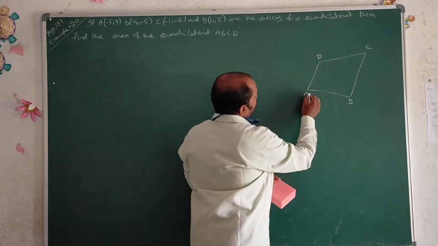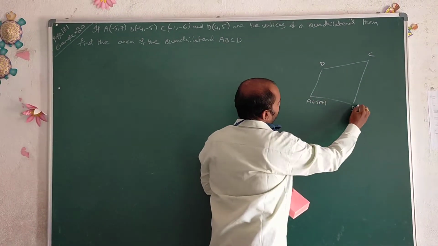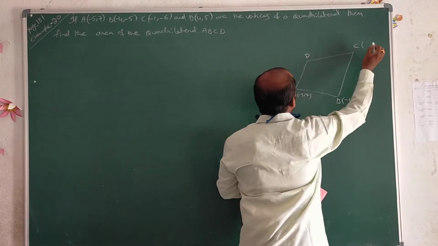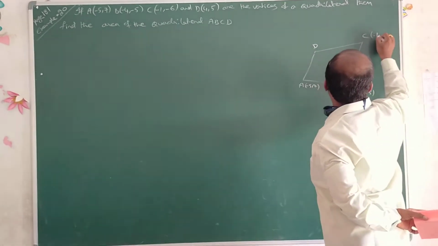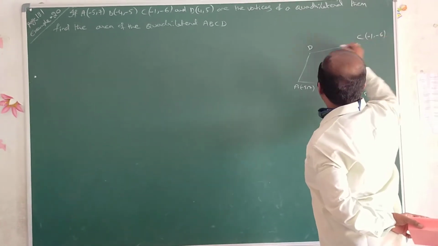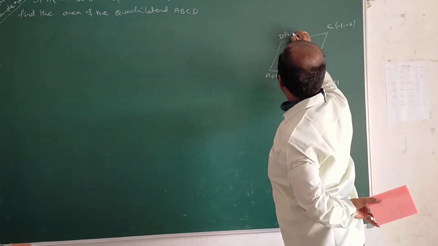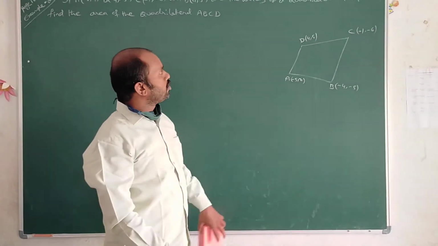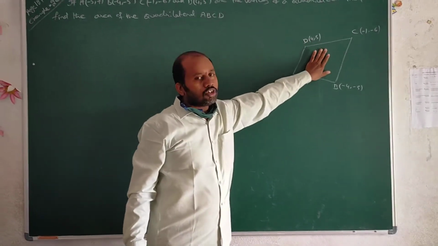First one (-5, 7). Second one B (-4, -5). Third one C (-1, -6). Fourth one D (4, 5). Here 4 vertices are given. Now you can find the area of the quadrilateral.